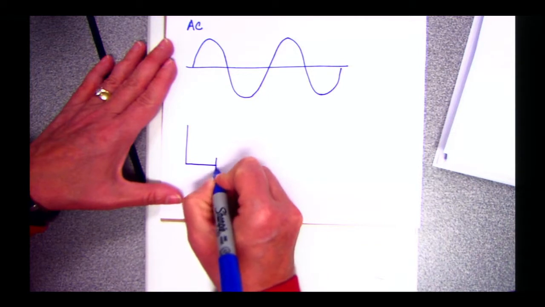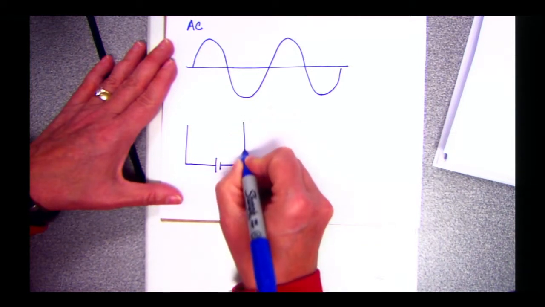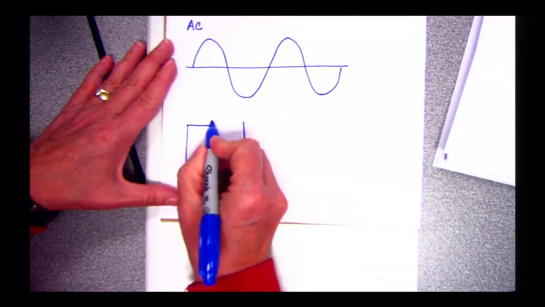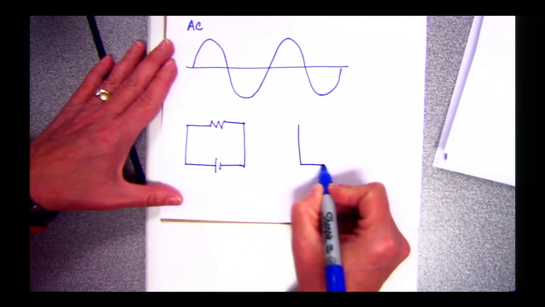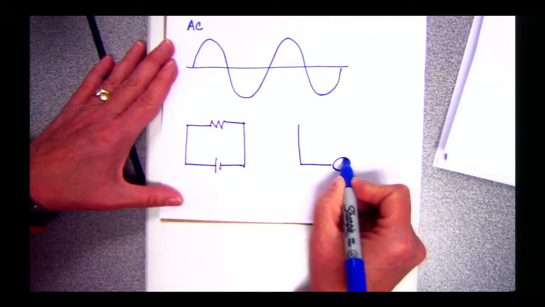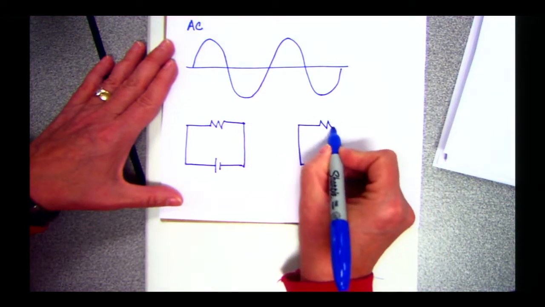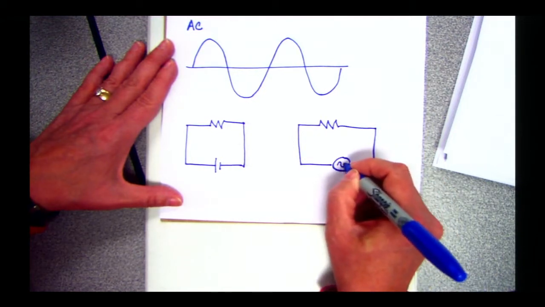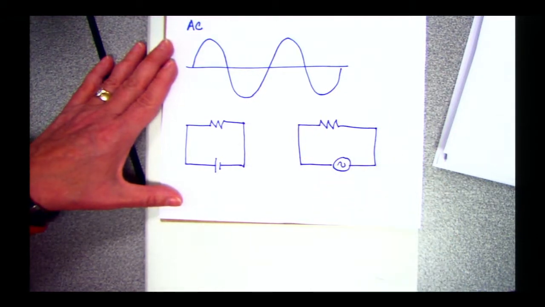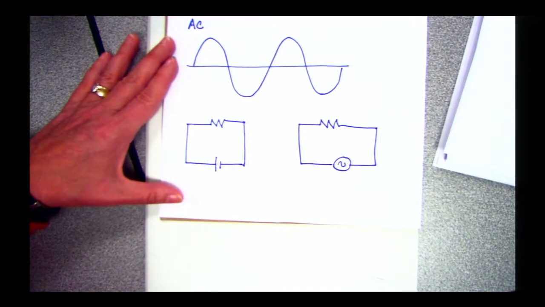This is the circuit that we've been having for a while, and it's got a resistor in it. But now if I'm going to draw that circuit, I still have my resistor in it, and now we draw it with a little symbol that looks like that, and that shows that we get an AC circuit.